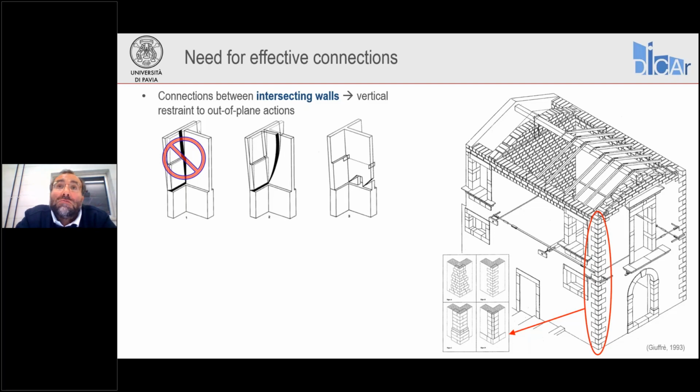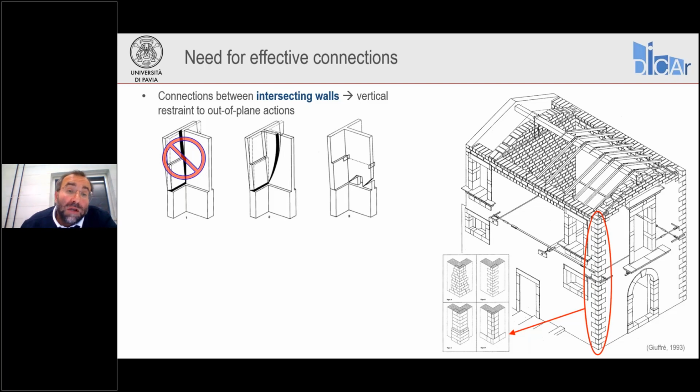This may be achieved already by good detailing of the construction. This was sometimes done in the past with the use of large cornerstones that were providing quite good connection between the walls meeting at the corner or at the intersection in general. And if this happens, you see, we can avoid the mechanism of simple overturning shown at the top left, and we can activate the one in the center, where the wall tries to rotate out of plane and is also involving in this rotation a wedge of the transverse wall.